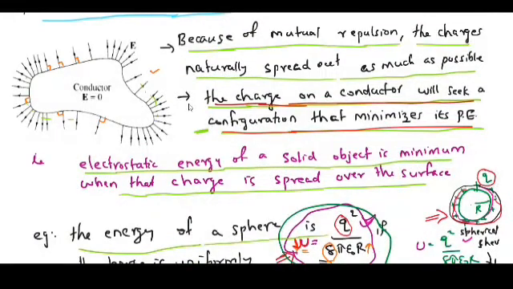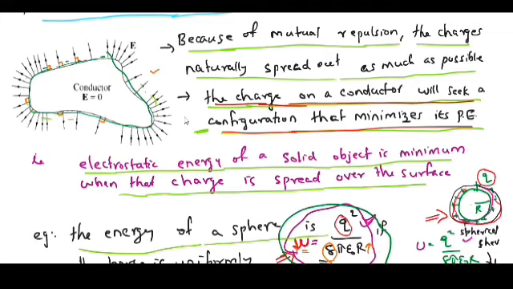Therefore, to obtain a minimum energy configuration, the charges will be spread out as much as possible, and all the charges go to the surface, not to the volume, because everybody wants to become stable, and to get the stability, the energy should be minimum. Then the minimum energy is obtained if the charges are distributed uniformly throughout the surface and not throughout the volume. Okay, that is the meaning of this one.